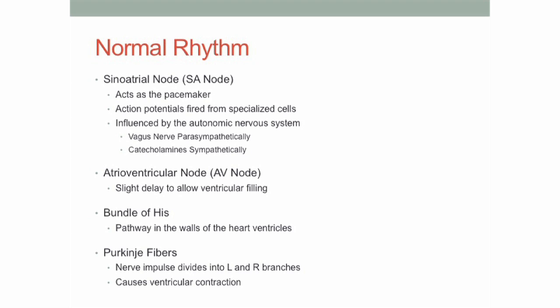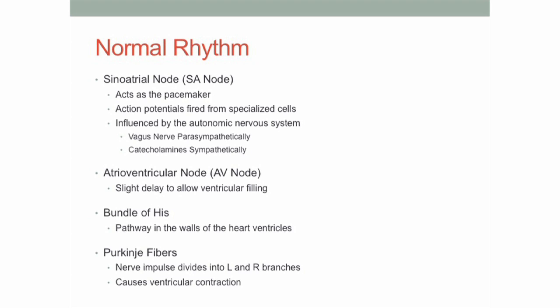With normal rhythm, we're going to be going through the pathway of the electrical system through the heart. It goes from the sinoatrial node, which acts as the pacemaker. Action potentials are fired from the specialized cells in this area. This is influenced by the autonomic nervous system, aka the vagus nerve parasympathetically, and catecholamines sympathetically. The atrioventricular node, or AV node, acts with a slight delay to allow the ventricles to fill.